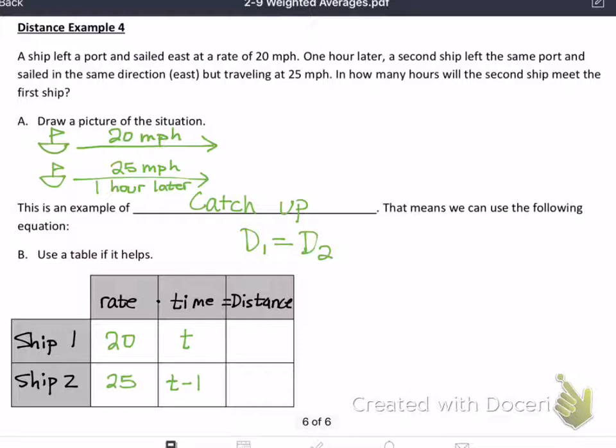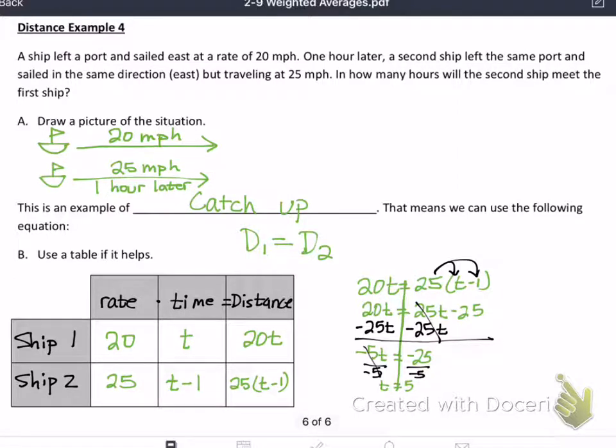And then we just do the formula. Rate times time, 20 times t gives me 20t, and 25 times t minus 1 gives me 25 times t minus 1. And again, since they will both end up at the same place after a certain number of hours, these two distances are equal to each other. Okay, important part, setting up the problem. If you don't get the setup of this problem, pause. After you've written everything, copied everything down, pause it, rewatch this example, and then just let it soak into your mind, okay? Otherwise, just go ahead and solve for t.